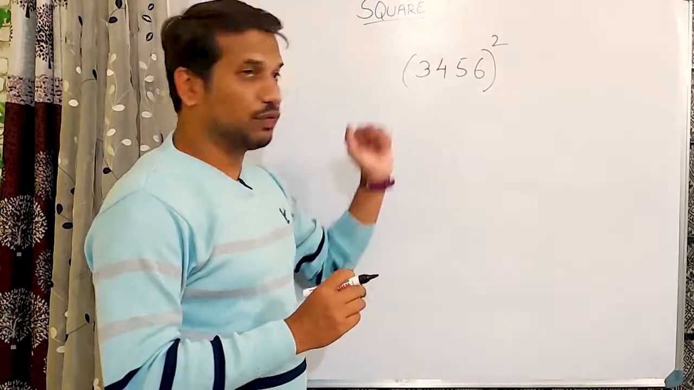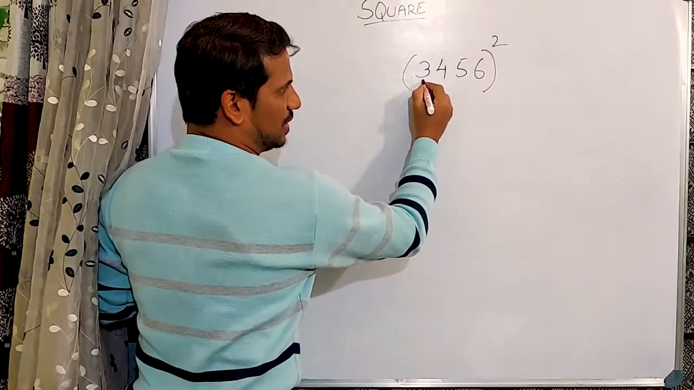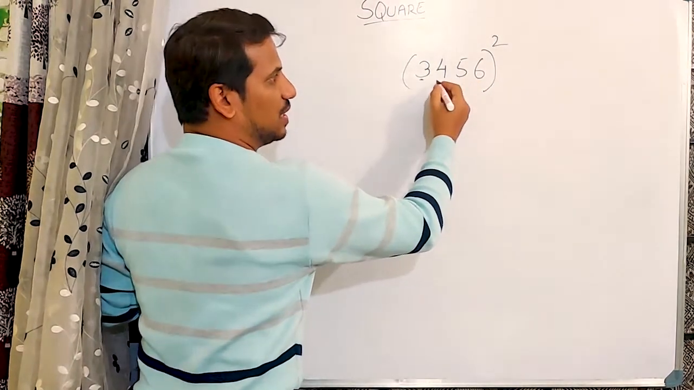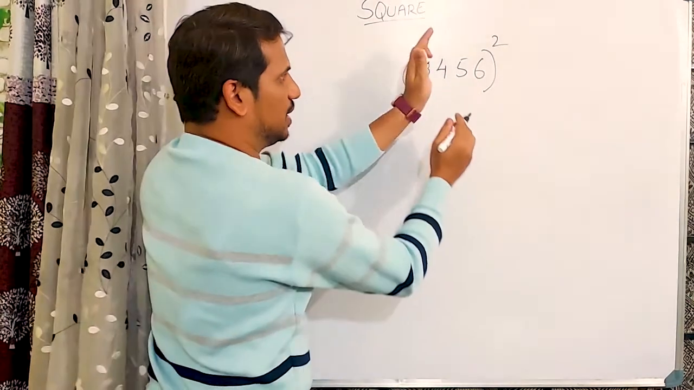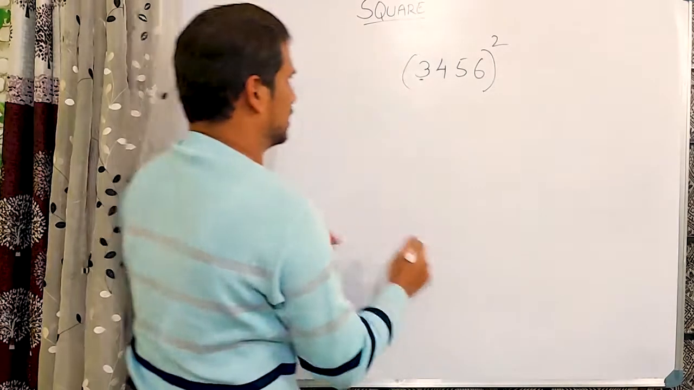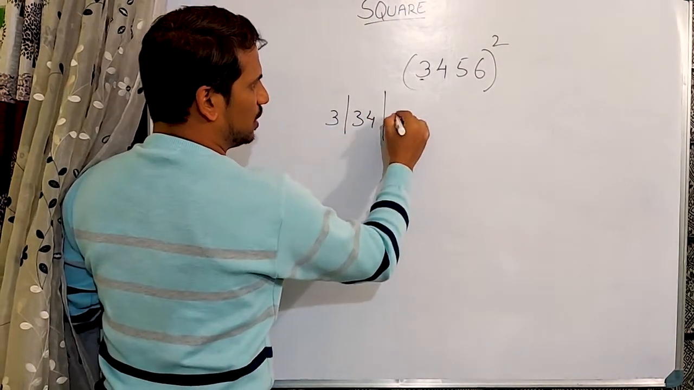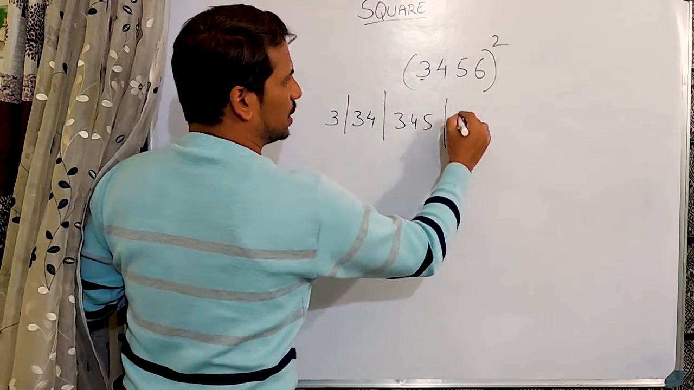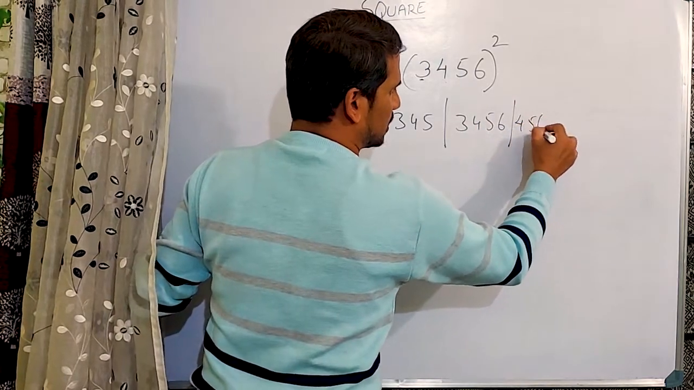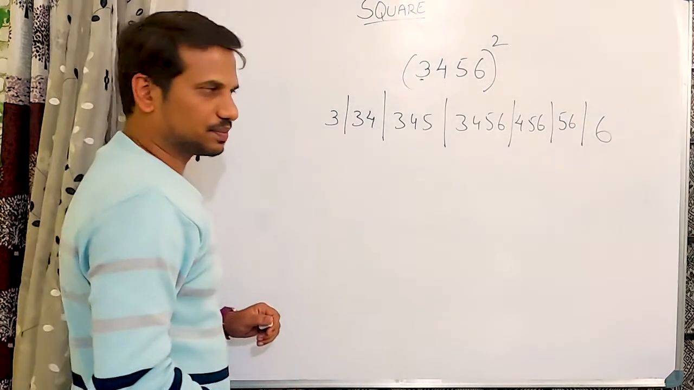Let's find the square of a 4-digit number by using the duplex method. Now, how? First, let's start from the left. So duplex of 3, then 34, then 345, and next 3456, and then let's keep on leaving the last digit, 456, then 56 and 6. So it is 3, 34, 345, 3456, and then 456, then 56, and then 6.